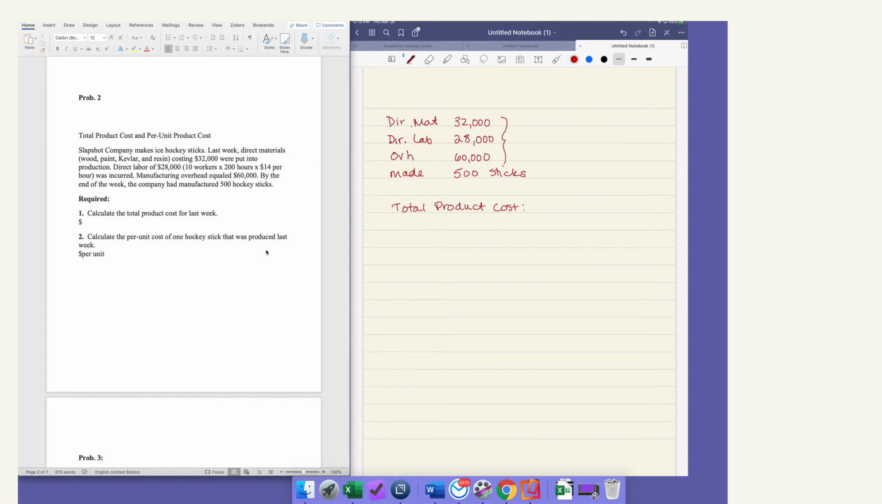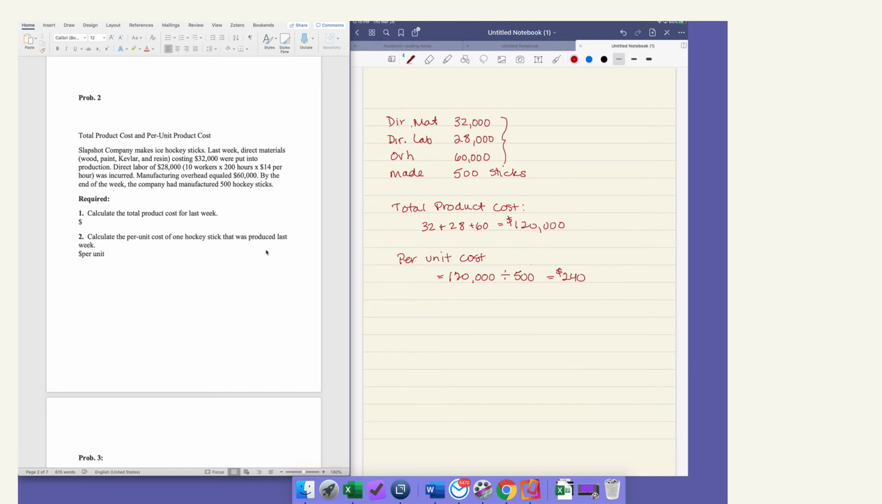You just add these three up. 32 plus 28 plus 60 is 120,000. Right? Easy enough. And then our per unit cost was 120,000 divided by 500. So that's $240 per unit.